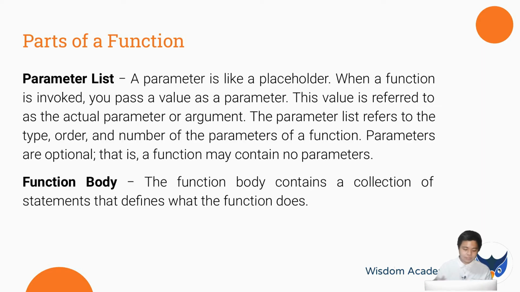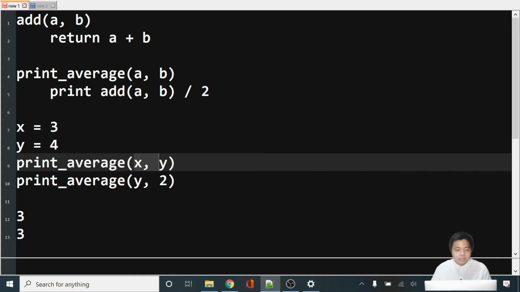Third part ng function, parameter list. So dalawa yung part dito na nilalagay natin ng parameter. So yung una yung dun sa pag-call. So naglagay tayo ng parameters dito, 'di ba? Sa case na to si x at si y.